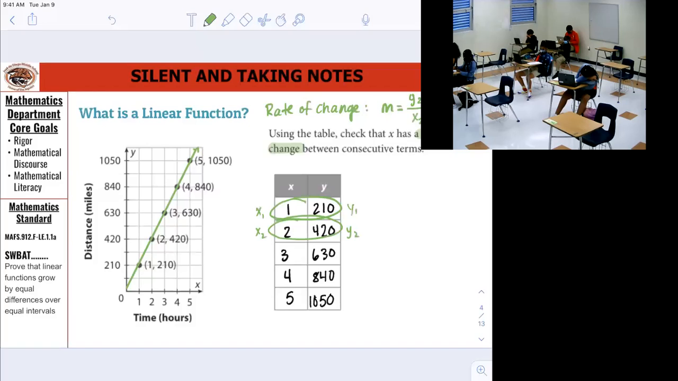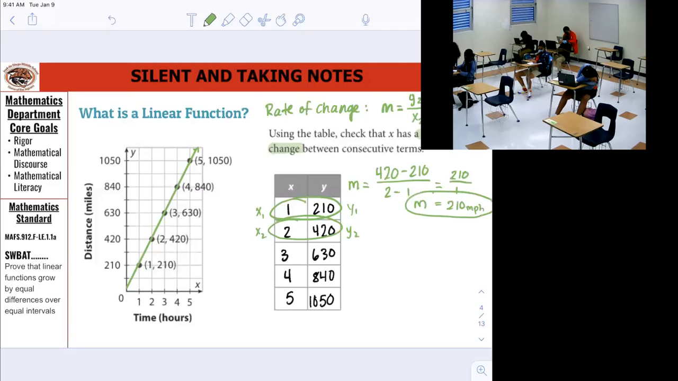All right, so y2 minus y1, that's 420 minus 210 over 2 minus 1. What's 420 minus 210? 210. And 210 divided by 1 is still 210. So my rate is 210. Now, can somebody tell me what the units are? Miles. Miles, and remember, we always have miles per hour. Good, miles per hour. So I'm just going to write MPH, miles per hour.